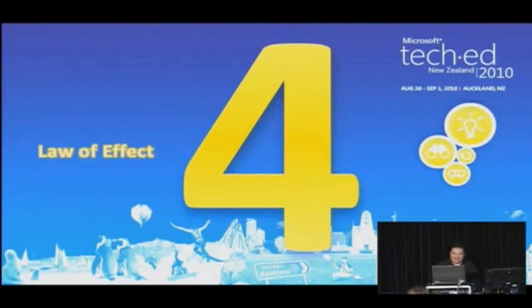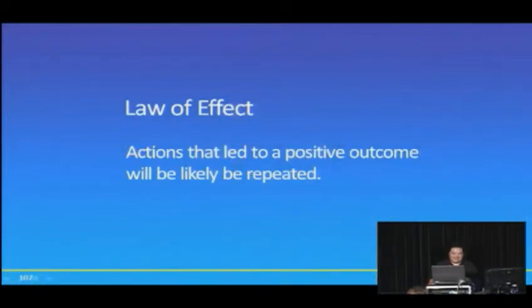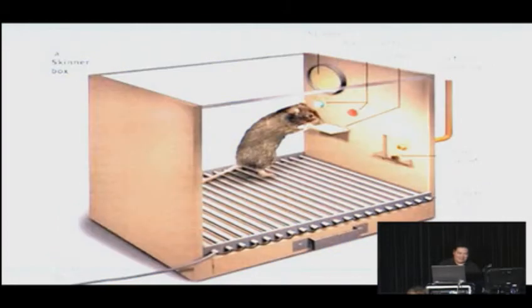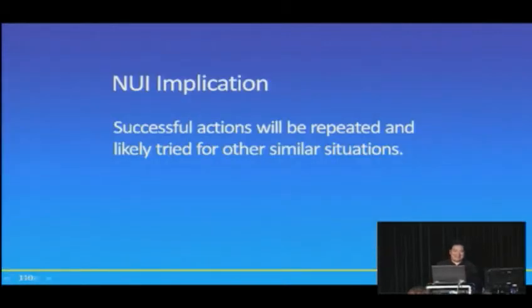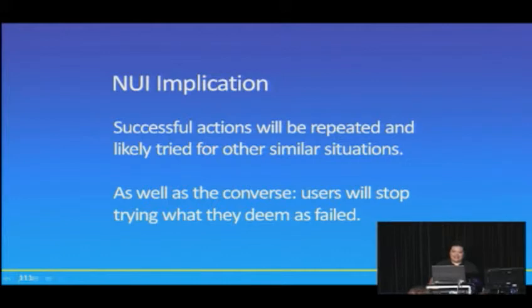All right, number 4, law of effect. And this is Thorndike's law of effect, the one we're going to be using here. But basically, it's that actions that lead to a positive outcome will likely be repeated. And I'm going to refer to the Skinner box in experimental psychology, where the rats are rewarded with some food if they repeat a certain action. And the user researcher that I was talking with said, yes, include the formula. There will be people in the audience that love the formula. I can't begin to explain this formula, but full disclosure, there it is. But basically, the new implication is that successful actions will be repeated and likely to be tried in similar situations. So where this comes out is kind of like the converse, and the users will also try to stop doing what they deem as failed.